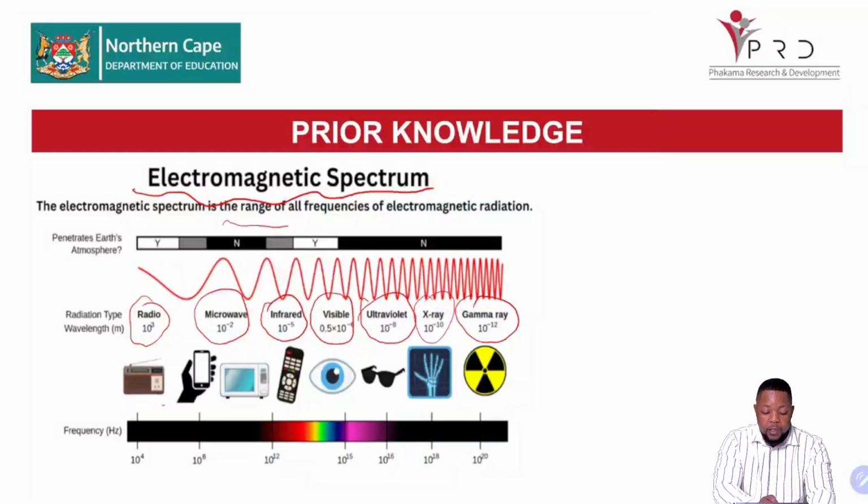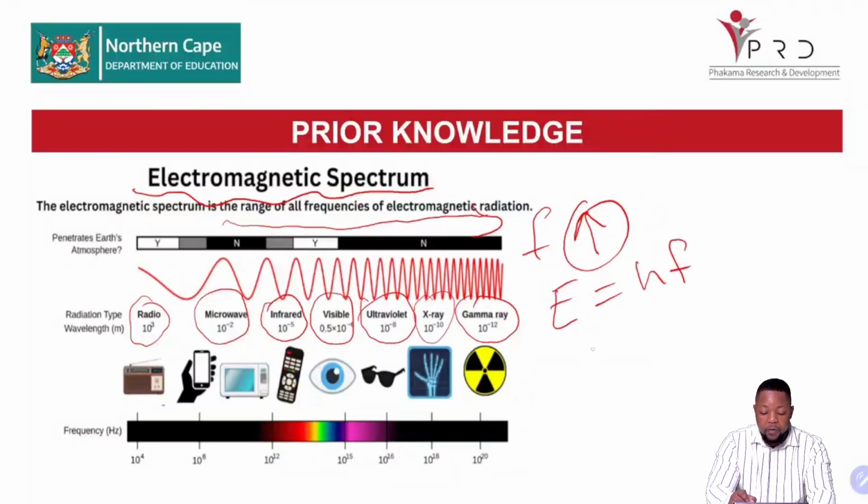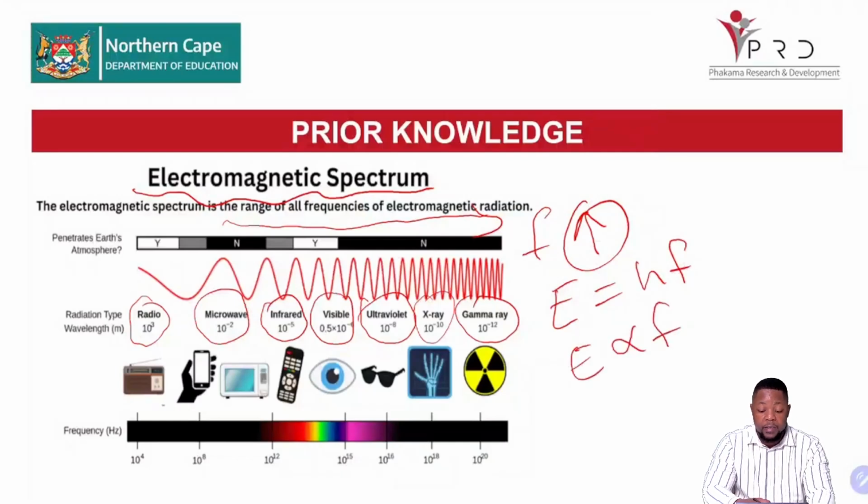Now, you will recall that as we go to the right of this spectrum, we see that the frequency increases. The frequency goes up as we go to the right of the spectrum. And remember that our E is equal to HF. This indicates that the energy is proportional to the frequency. So as the frequency increases, the energy of the electromagnetic waves also increases. The higher the frequency, the higher the energy of the electromagnetic waves. Very important to note that.